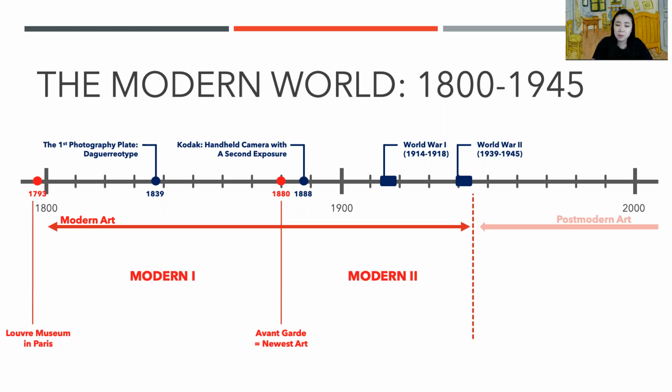So we learned photography before, you remember, right? The first photograph in the world, the daguerreotype, came out during this modern time. As photography developed, many artists abandoned the traditional art style and tried new art styles, because traditional art was not meaningful anymore thanks to the invention of the camera, which also happened during this time period.